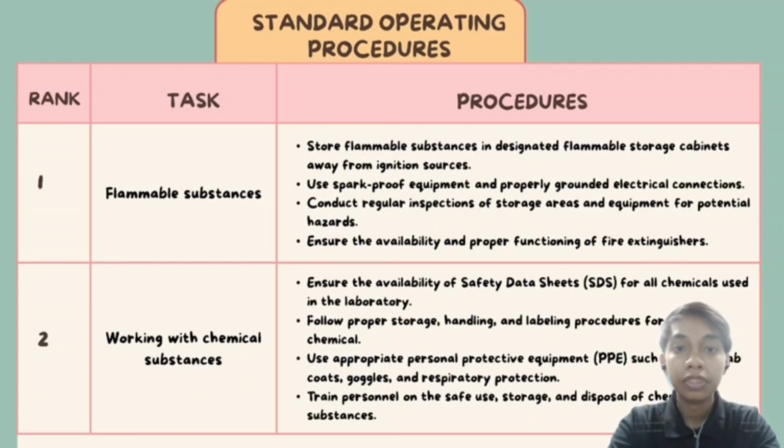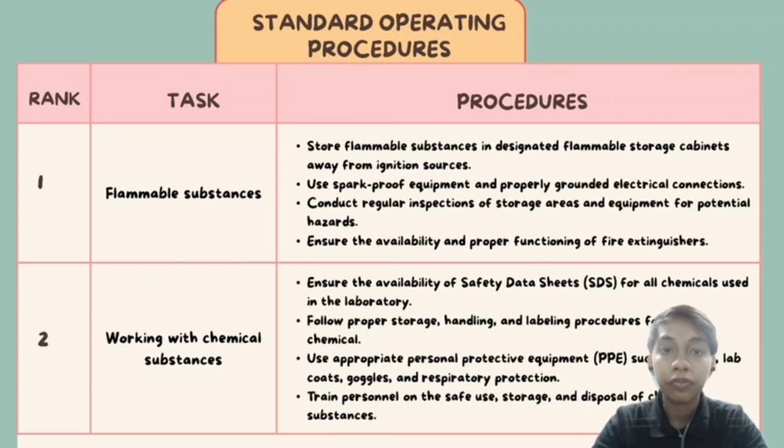Okay, now let me see the first standard operating procedure, or SOP, for flammable substance. The procedure is, first, store flammable substance in a designated flammable storage cabinet away from ignition source. Second, use spark-proof equipment and properly grounded electrical connections. Third, conduct regular inspections of storage areas and equipment for potential hazards. Lastly, ensure the availability and proper functioning of the fire extinguisher.